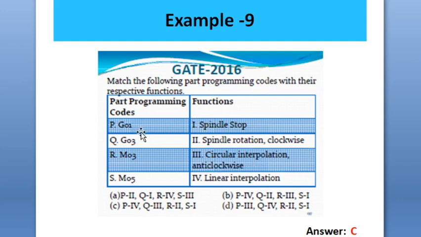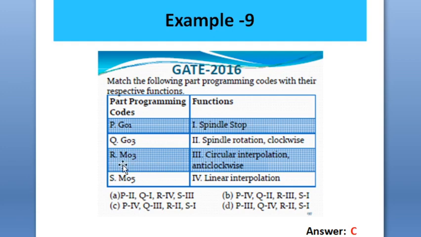Z01, as in the previous question, is given here. Z01 for linear interpolation. P4 is matched with it; here also two options are matched with P4. Z03, circular interpolation in counterclockwise direction, Q3. Here Q3 is matched. M03 for spindle on, M05 for spindle off, this one spindle on in clockwise direction.